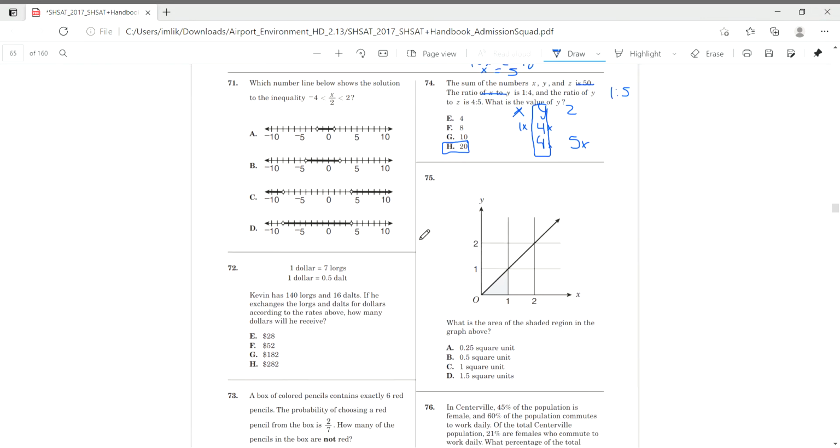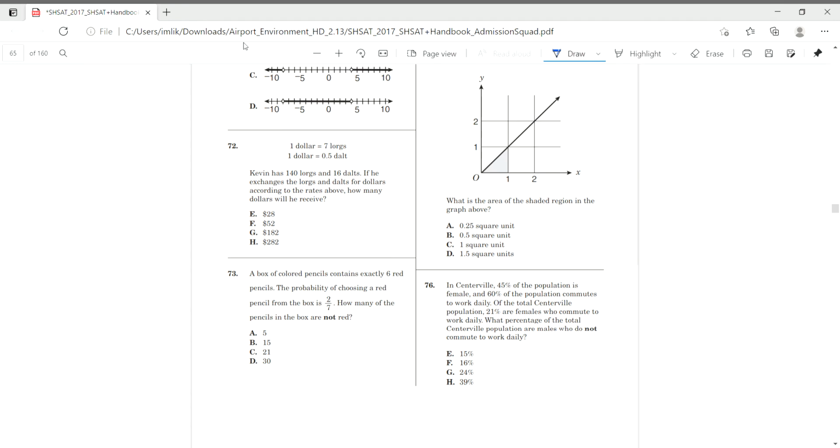That's basically the strategy. Moving on to number 72, I always like these. These are super easy. Kevin has 140 logs and 16 dalts. If he exchanges the logs and dalts for dollars, according to the rates above, how many dollars will he receive? They make it nice and easy for us by putting it in dollars, but we don't really need that. We need it in terms of logs and dalts, which they already did for us.